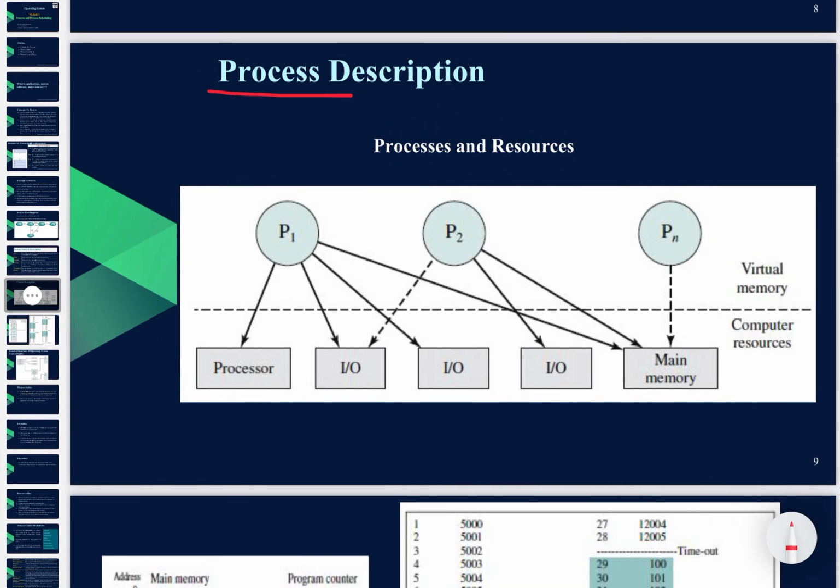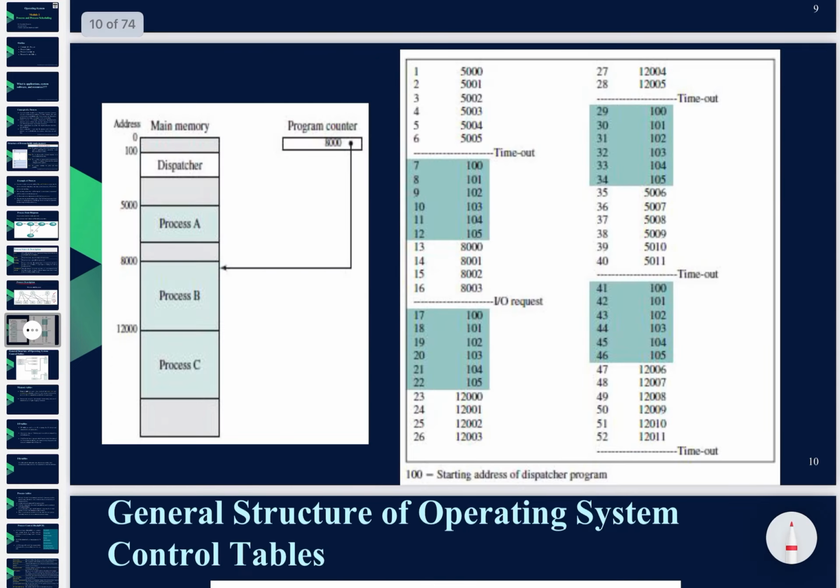Next is process description. Processes and resources. So there is a virtual memory and you have computer resources. There is a process 1, process 2 and likewise there are n processes. So suppose this is the description of the process. Suppose the process is at 8003.